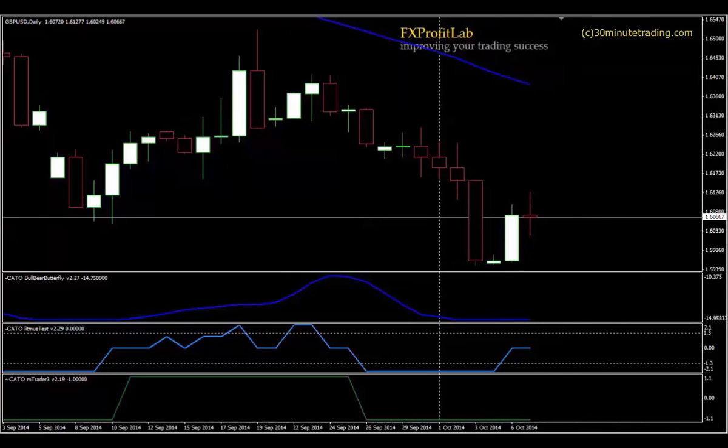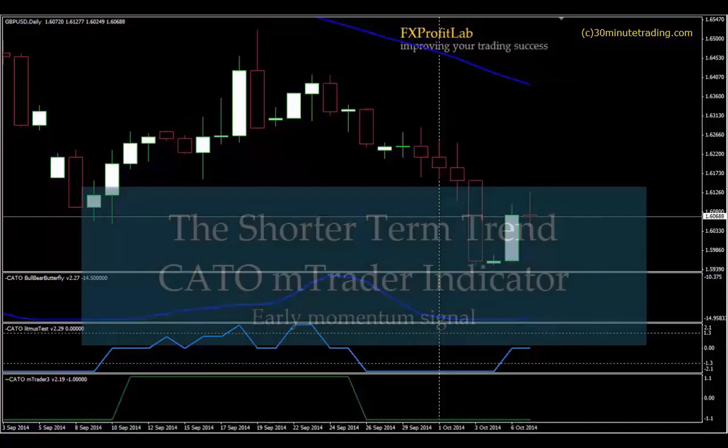M-Trader 3 is another indicator which will keep you out of a lot of trouble if you pay attention to it. If you trade against M-Trader 3, you have to know consciously you are trading against it, and therefore the probabilities are against you. So always be careful with what you're doing and how you use your trading decisions. But a combination of the bull bear butterfly indicator, the Litmus Test, and M-Trader 3 will help you a great deal. But as ever with trading, that's not all.